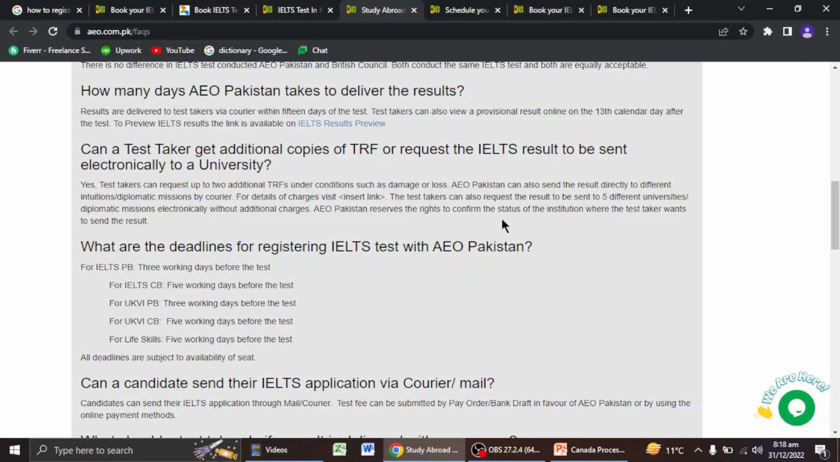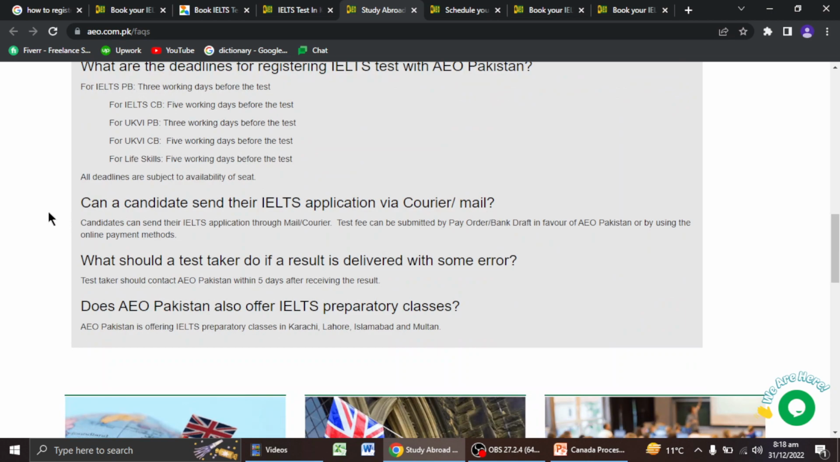For example, if you didn't score well in the writing section, you can only retake the writing section. Earlier, you had to take the entire test, and it used to cost a lot of money. But I think this is a very good option that they are going to introduce. I don't think it's introduced yet in Pakistan, but in the future it might be, and I think it's a very good feature.